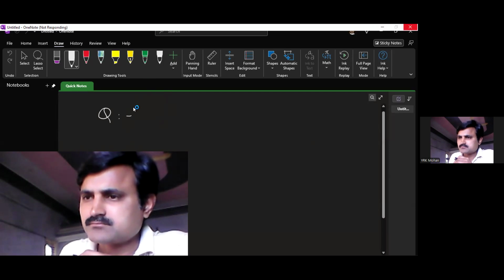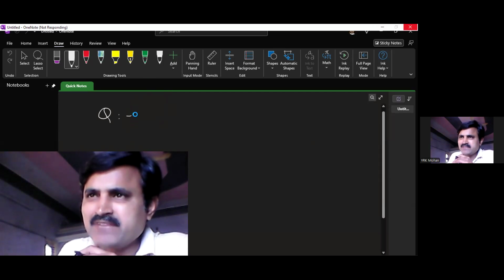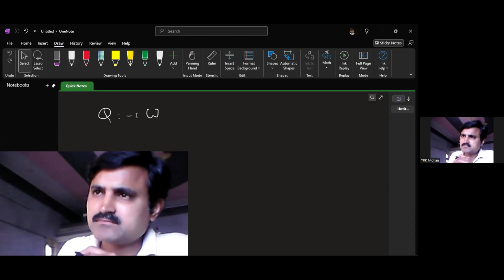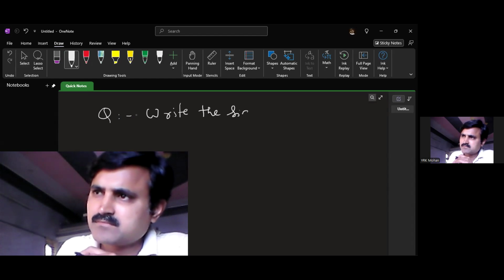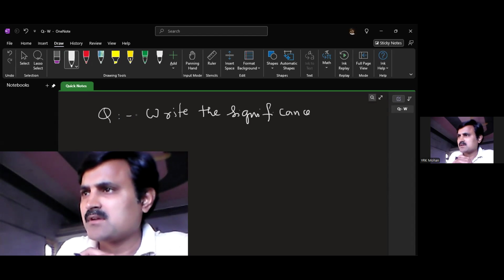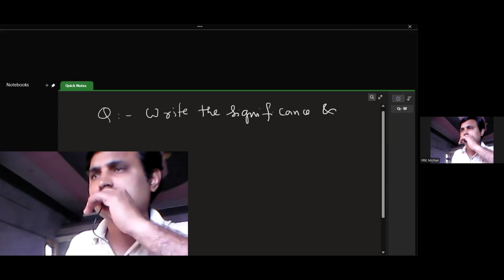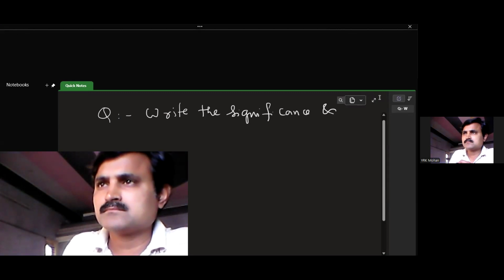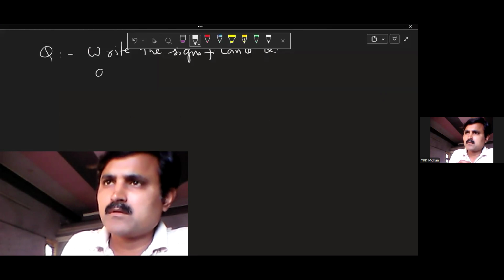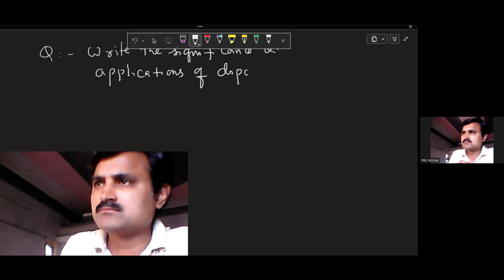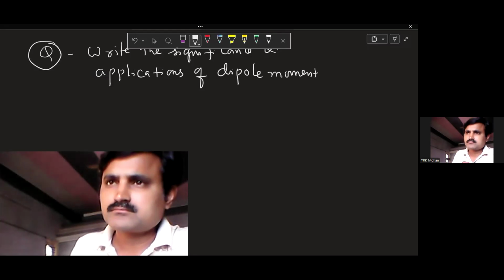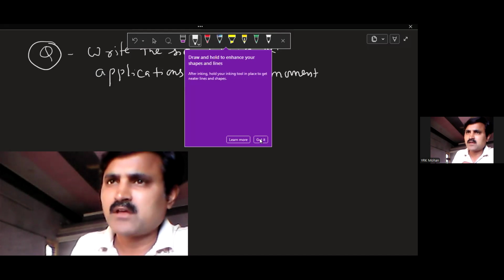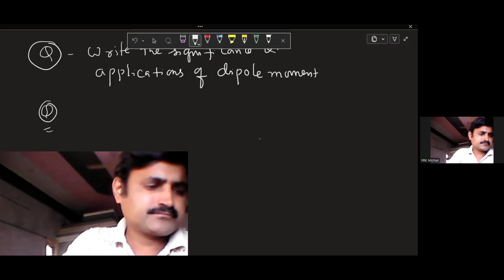That is, write the significance and applications of dipole moment. There is one important question like this they will ask for 3 marks in the coming examination. And another one, I just want to tell, another question that is from your NCERT.